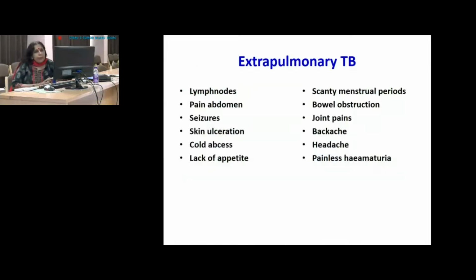What happens in extrapulmonary TB? They can be lymph nodes. ये lymph nodes गांठों की तरह से या तो मरीज खुद महसूस करता है कि नहाते हुए देखा, कभी छुआ हाथ तो देखा.